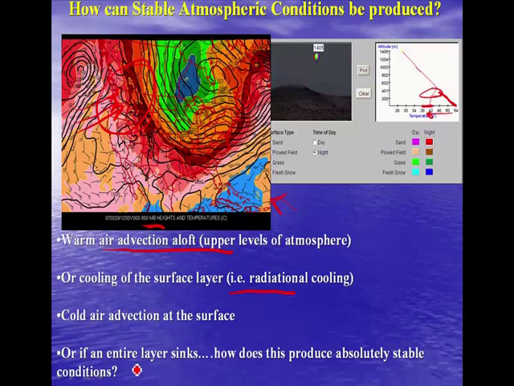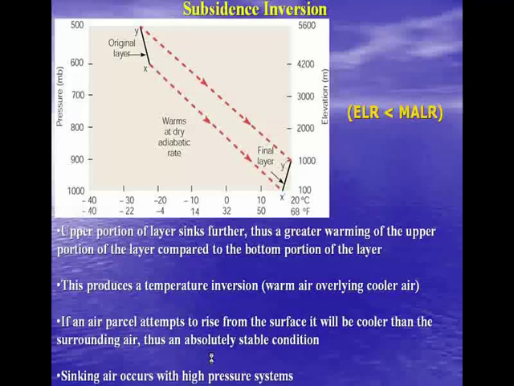Or if we take an entire layer of the atmosphere and move it down, this will produce a stable condition. Now this may seem a bit strange. How do you take an entire layer and move it down, and how does that produce stable conditions? What you're looking at here is a graph of pressure in millibars. The surface is right around 1,000 millibars, and as we go up to about the halfway point, 500 millibars, we're going from the surface up to about the halfway point in the atmosphere.